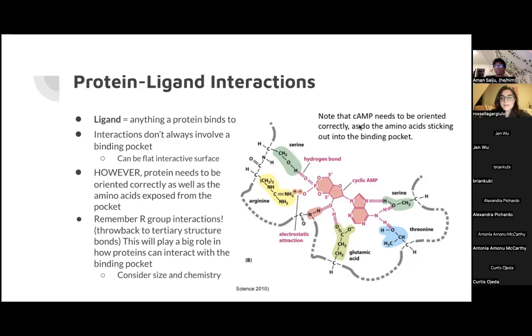But yeah, so again, the ligand and the protein have to be oriented in the correct way such that the corresponding interactions, based on size and chemistry, can occur.